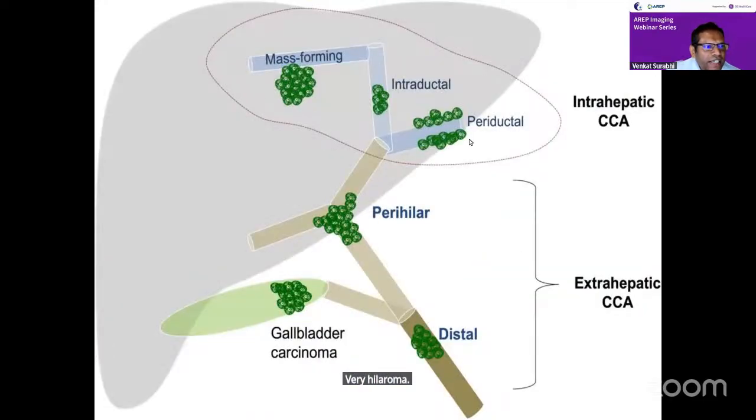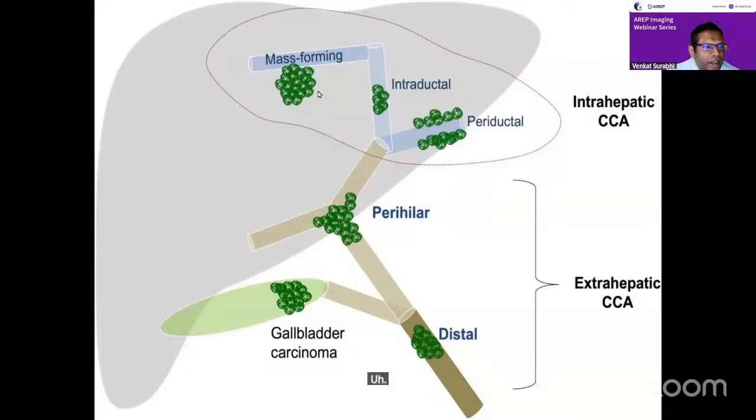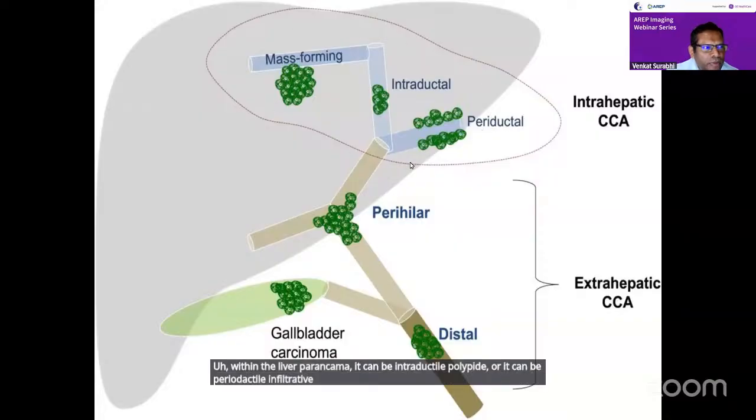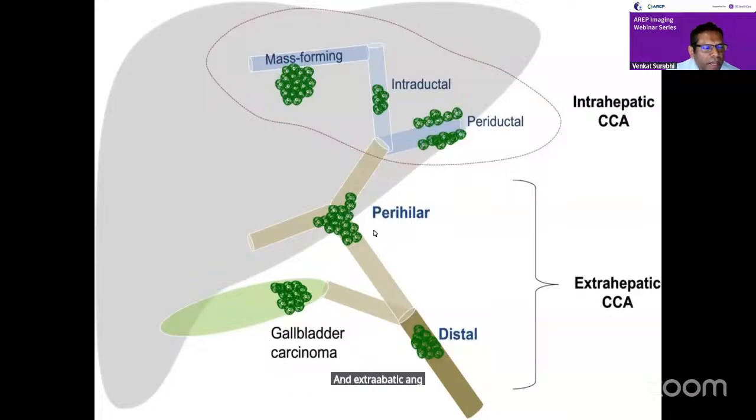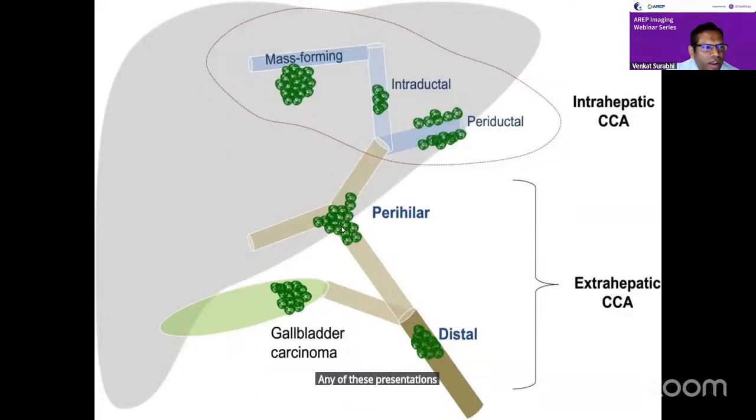Then as far as the growth pattern, it can be mass forming, as the name describes, presenting as a mass lesion within the liver parenchyma. It can be intraductal polypoid, or it can be periductal infiltrative. These are the three types of intrahepatic cholangiocarcinoma. Extrahepatic cholangiocarcinoma, which is perihilar Klatskin's tumor, also can have any of these presentations. It can be intraductal, periductal, or mass forming type.